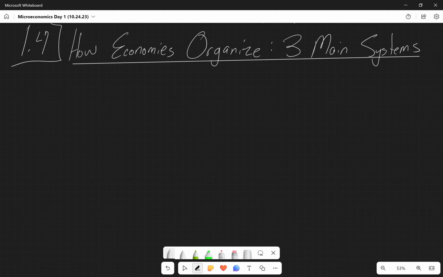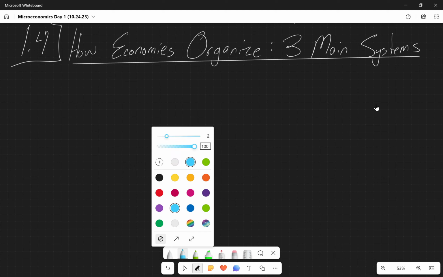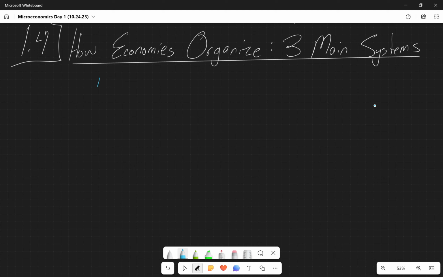But right now we're going to talk about the 3 ways that societies have historically organized an economy. These are not the 3 only ways, but these are the 3 ways that we have seen. And so the first way is, tale as old as time, right? This is the traditional economy. Traditional economy is typically an agricultural economy.